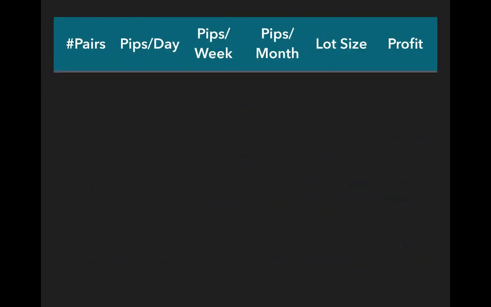And I'm going to show you that right now as an example. You watch one pair a day, just one pair, and you go for 30 pips a day, and that's a target of 150 pips a week, 600 pips a month. Now if you traded a 0.1 lot size, a mini lot, that would be about $600 profit in a month.